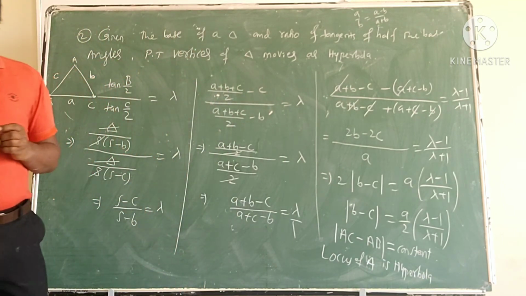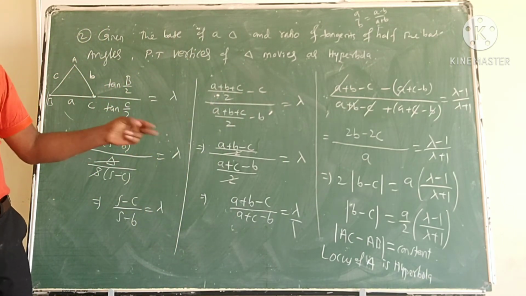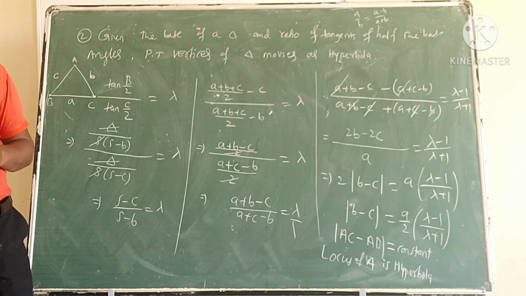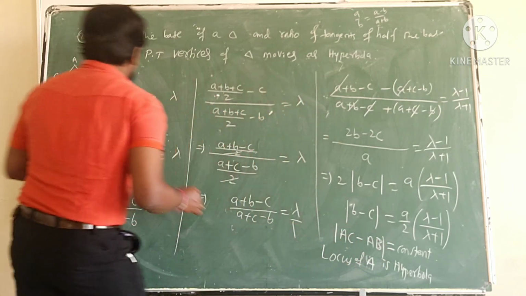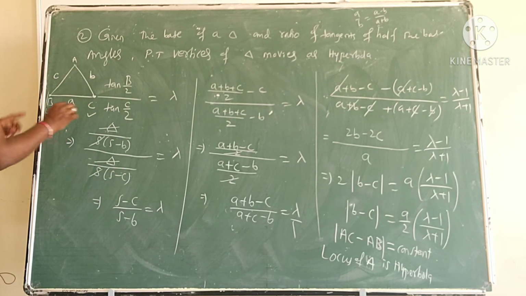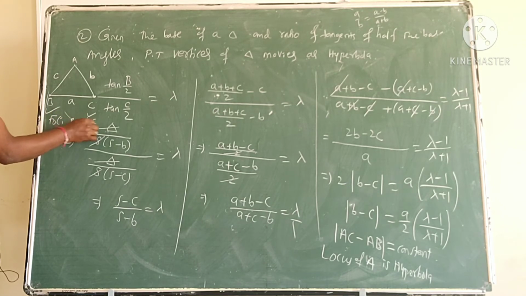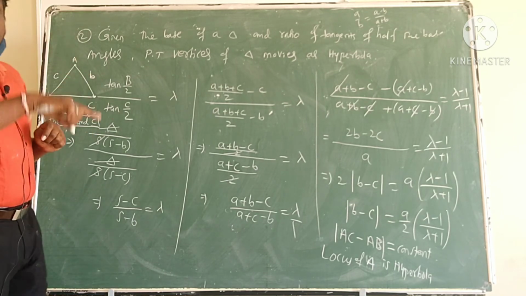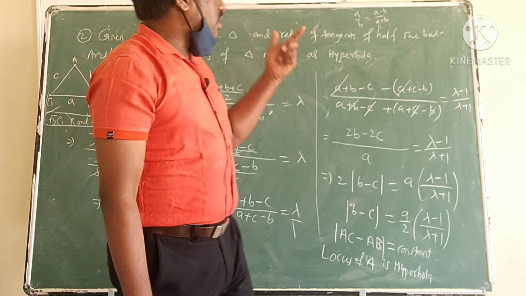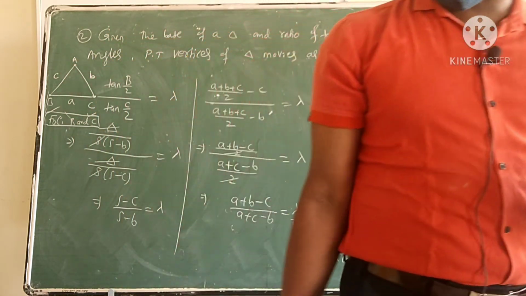What are the foci here? B and C. So this is B and C. B and C are the fixed points, the foci. So B and C are the foci, and A is the locus. So this is the proof of this. This is the JEE question previously asked.